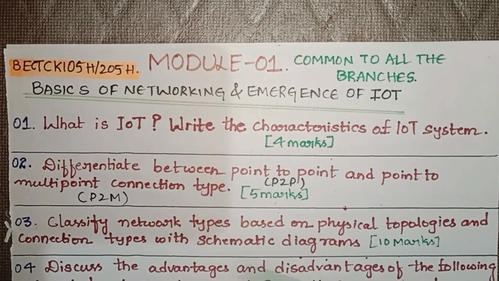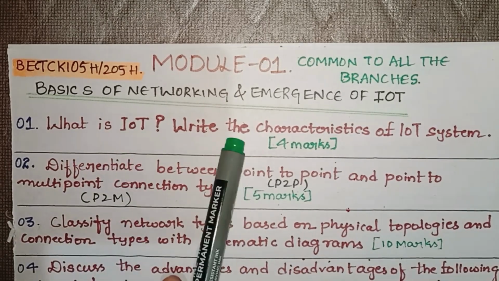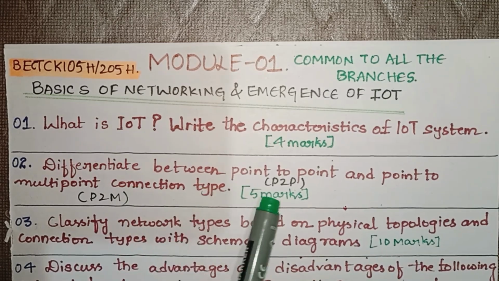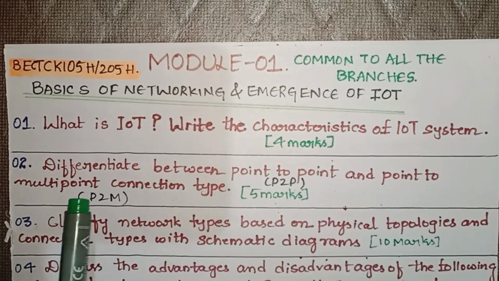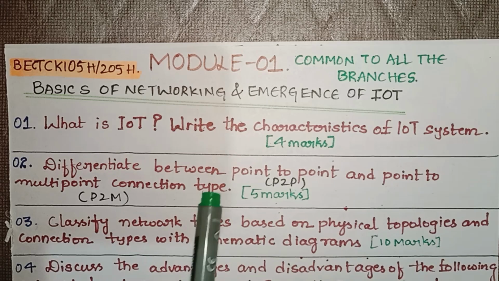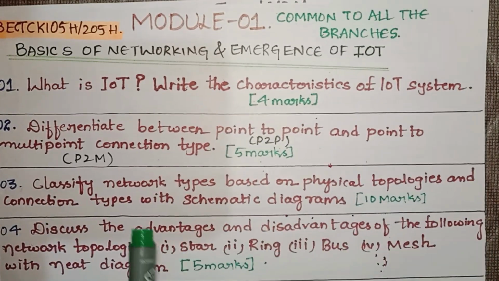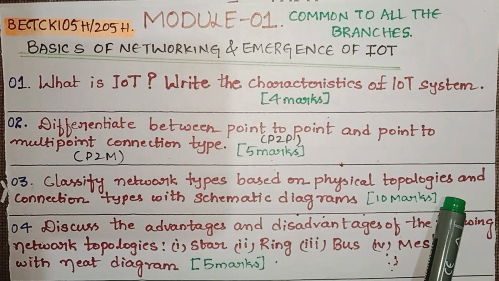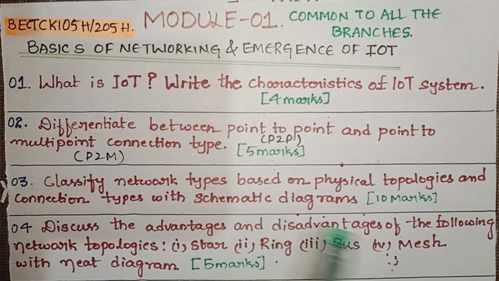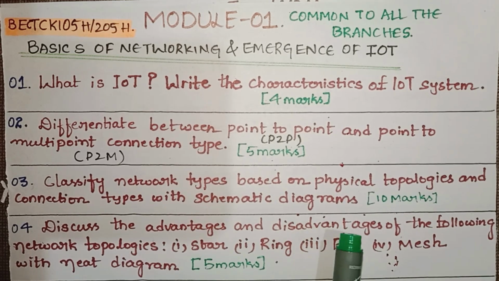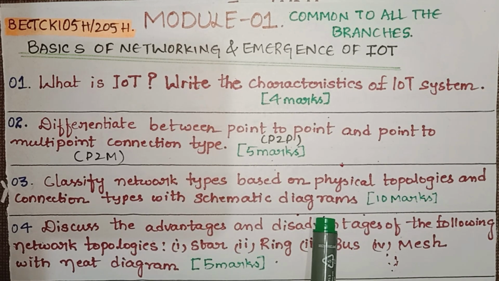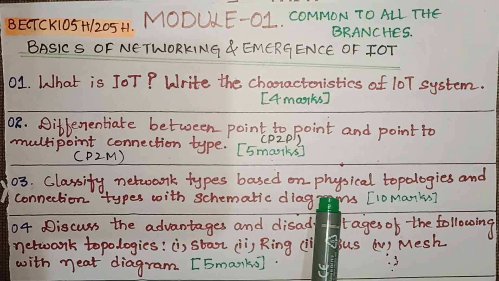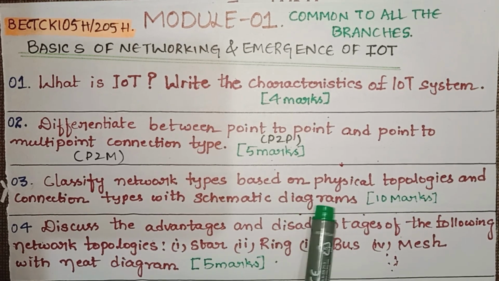Question number 1 is, what is IoT? Write the characteristics of IoT system. The next question is, differentiate between point-to-point and point-to-multipoint connection type. And the next question is, classify network types based on physical topologies and connection types with schematic diagrams. Here you need to explain the star, bus, mesh and ring with suitable diagram, and you can get 10 marks. This is a frequently asked question, and it is very important.